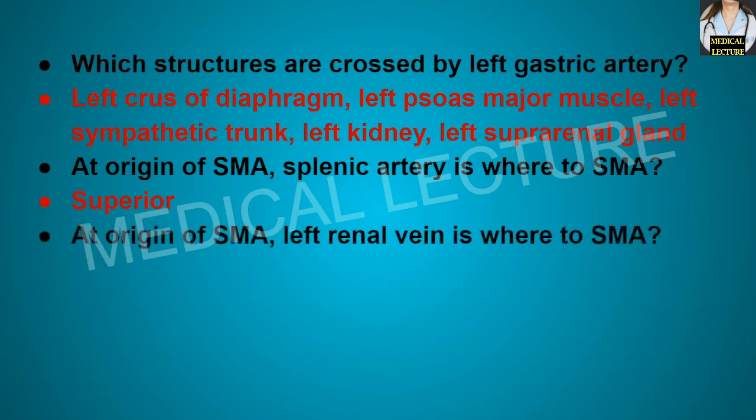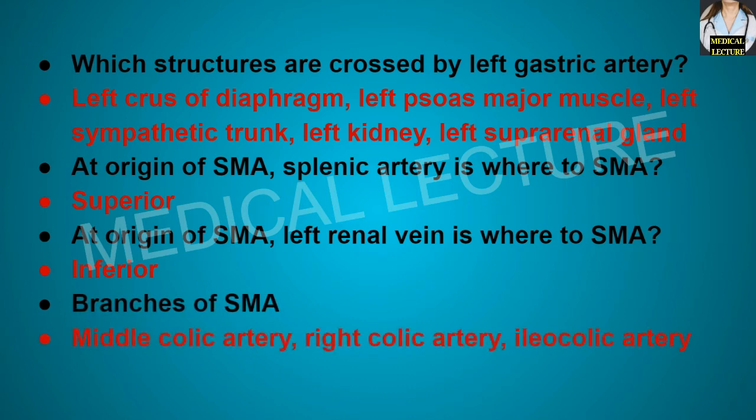At the origin of the superior mesenteric artery, where is the left renal vein in relation to the superior mesenteric artery? It is inferior to the superior mesenteric artery. What are the branches of the superior mesenteric artery? The middle colic artery, right colic artery, and the ileocolic artery are the branches of the superior mesenteric artery. Middle colic artery, right colic, and the ileocolic artery.